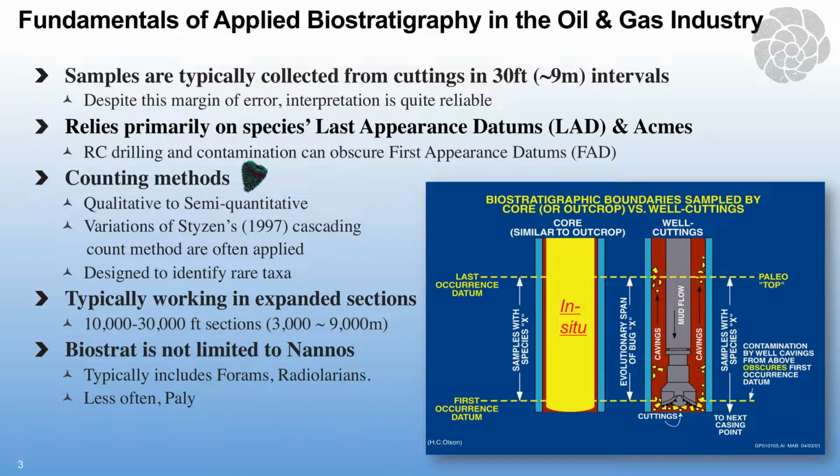Counting methods are qualitative to semi-quantitative. More and more these days it's semi-quantitative. And a lot of folks use a variation of Mike Steisen's cascading count method. And this method is really helpful in identifying rare taxa.